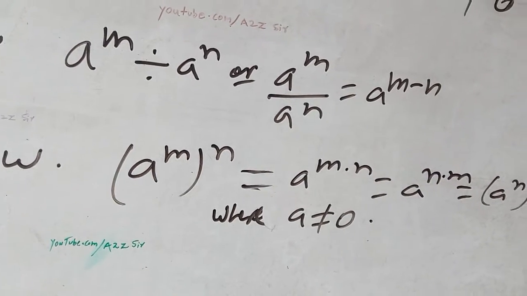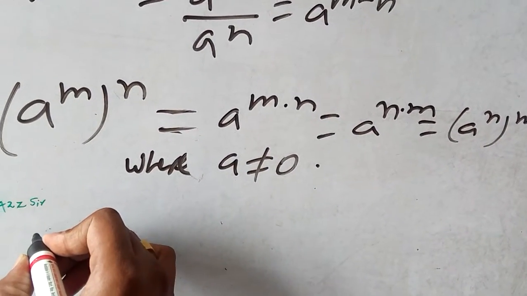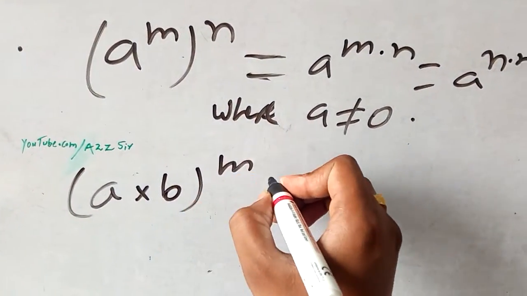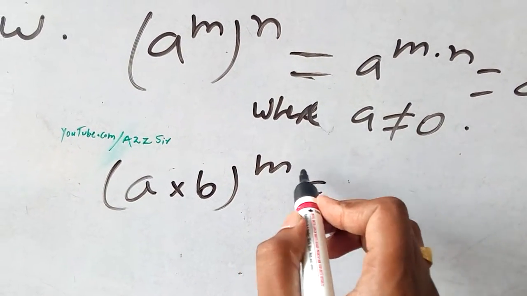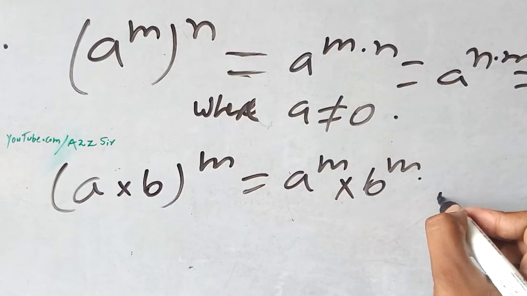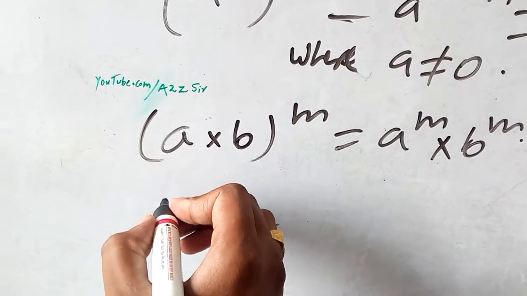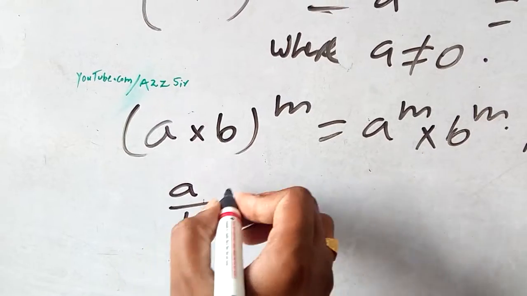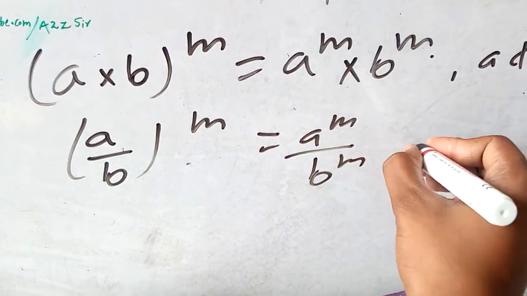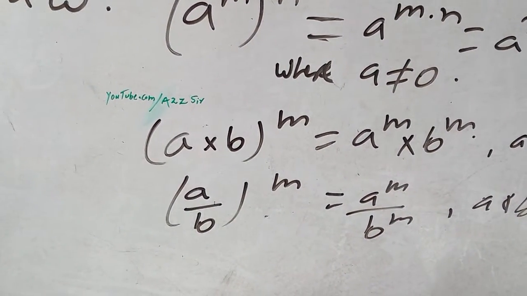For the next one, it is in the form of a product or a quotient. Suppose we have a into b, whole to the power m. Then we must apply the power m to both, so a to the power m into b to the power m, where a and b do not equal 0. In the same way, in quotient form, a by b whole to the power m is a to the power m divided by b to the power m, where a and b do not equal 0.